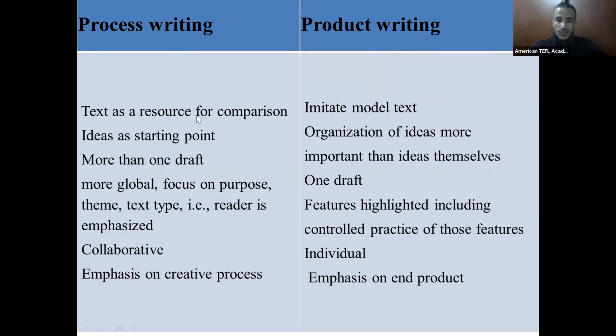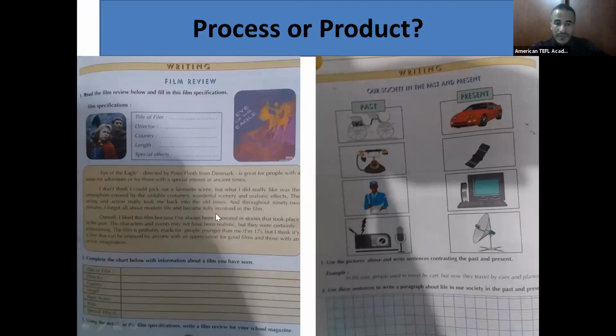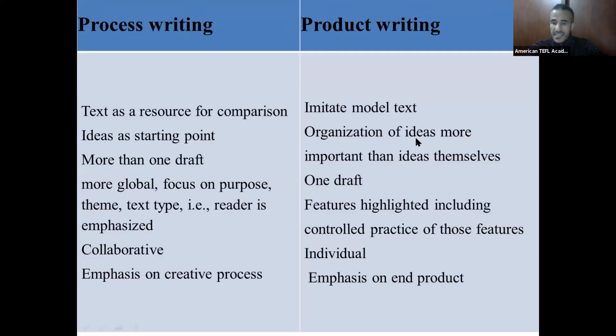I repeat it. So look here, I gave you this film review. What's your job? It's just to imitate. You are going to write the same: the writer, the director, the events, the main actors, the story, etc. So you imitate. Organization of ideas is more important than ideas themselves. And here it's one draft, but there it's more than one draft. So look at the end: the emphasis on creative process, but for the product, the emphasis is on the end product.